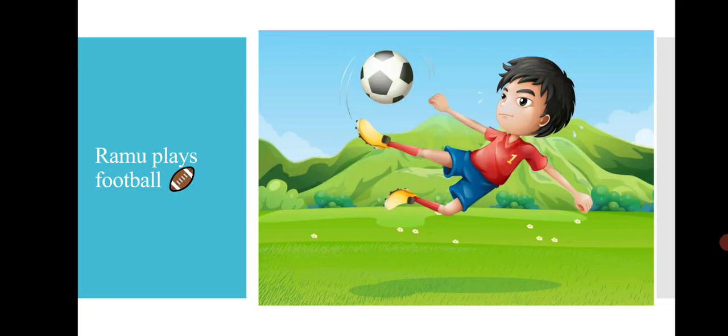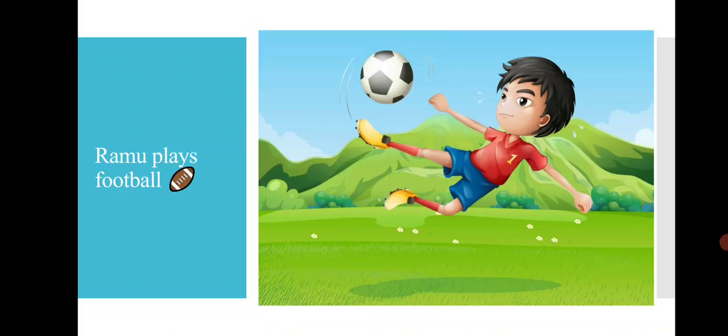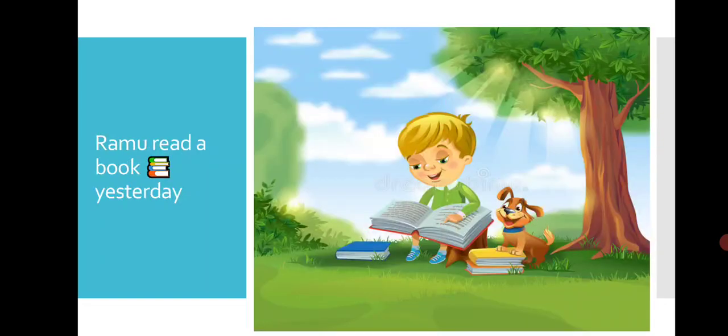Here the sentence or the example given is Ramu plays football. Here the word plays denotes the present form of the action. So this is an example for present tense. Here the action happens in the present.